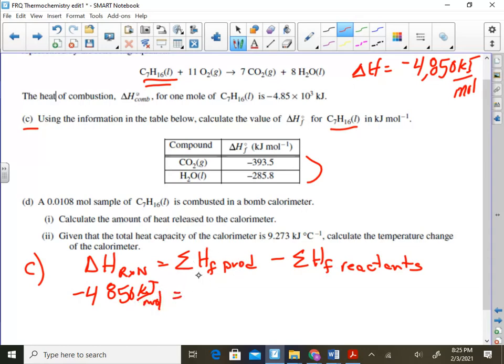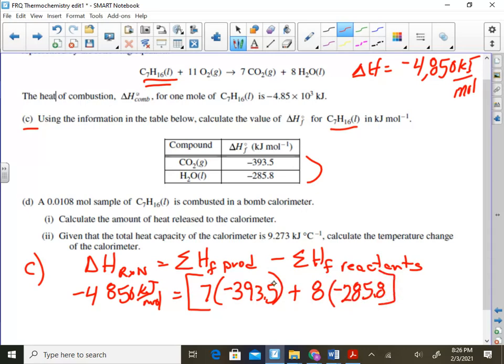Now that equals the products. And so let's look at the products. We have 7 CO2s. And if we look at our CO2s, those are 393.5. We also have 8 waters. And so if we look at the water is negative 285.8. So both of those, and then minus our reactants.